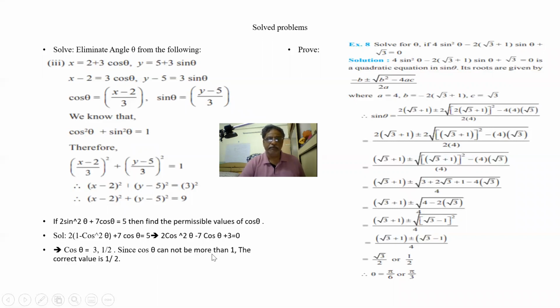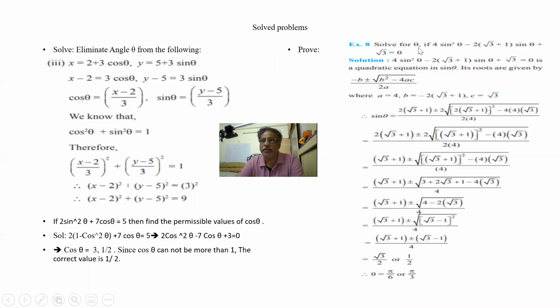So theta can be what? Cos theta cannot be more than 1. The value of cos theta is half. Then what are the permissible values of theta? All which correspond to cos being half, that is plus or minus 60. Plus or minus 60 gives cos half. These are the two permissible values.